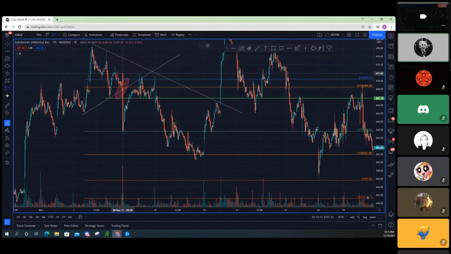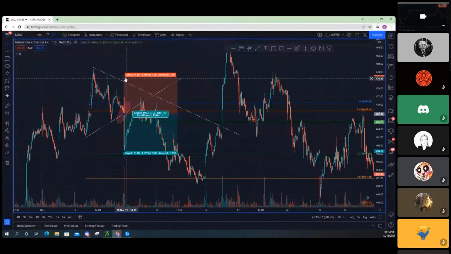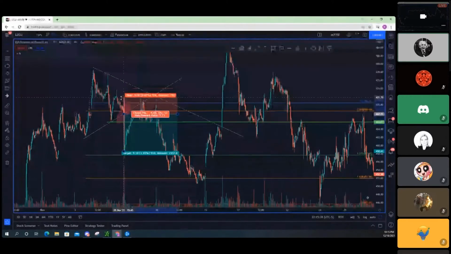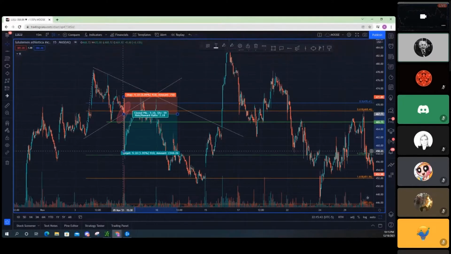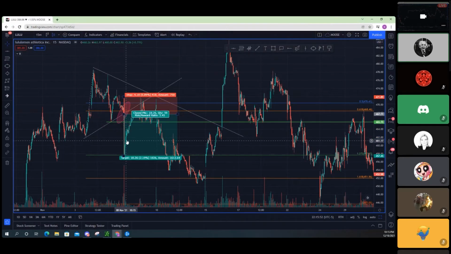So if you look at the short position, let's look at it right here. This would be your stop loss right here, and this would be your target. And this trade would be 2.45 to 1. Actually not a bad trade. You want your trades to be minimum 2 to 1.